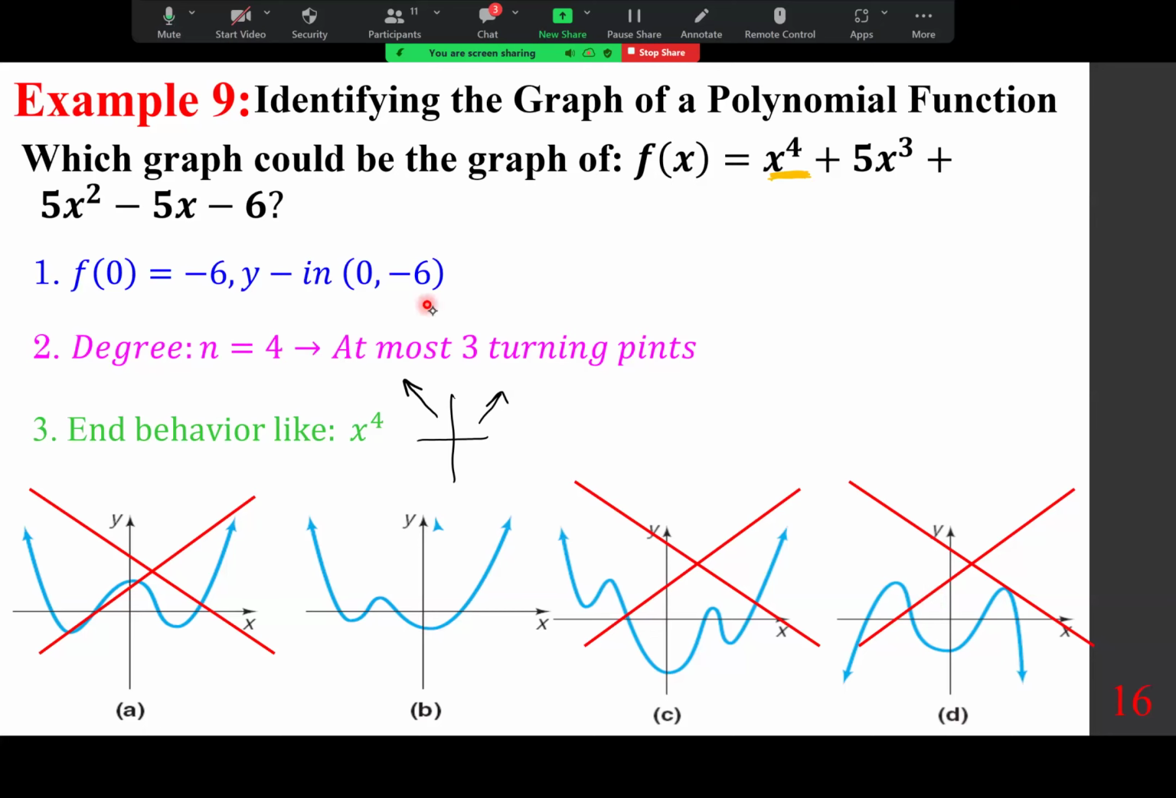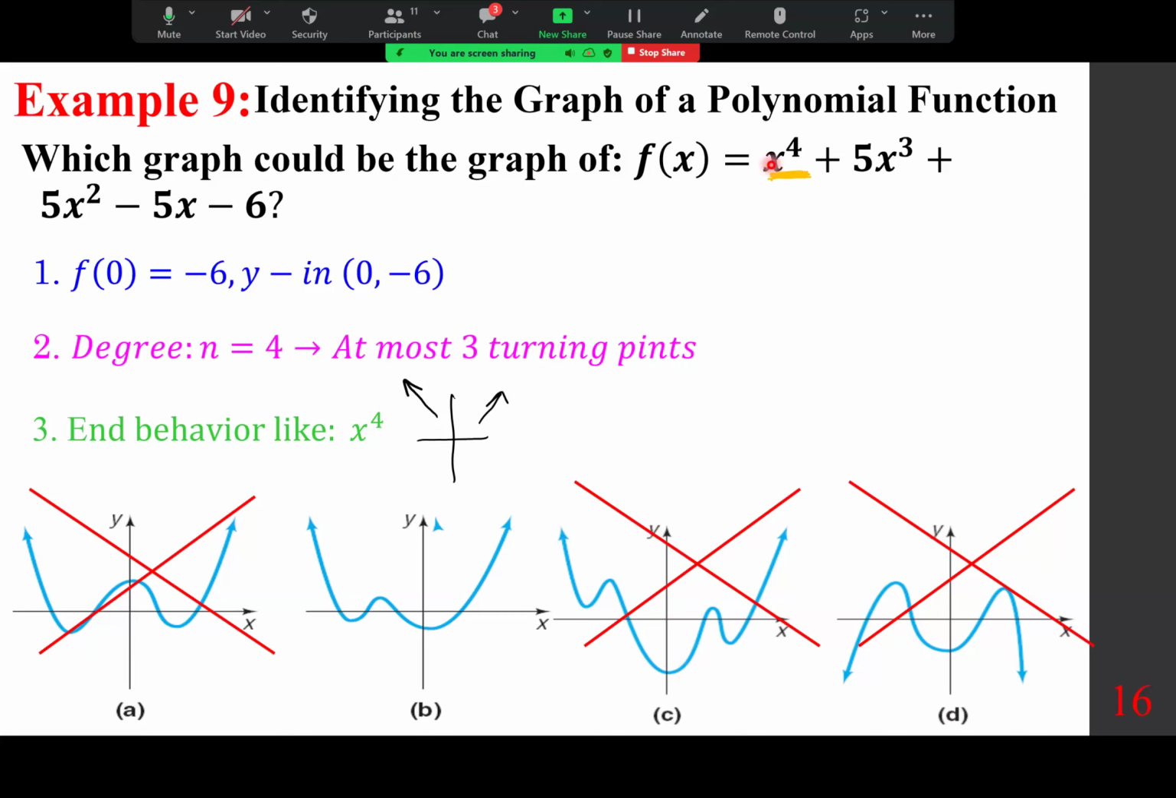First, we look at the y-intercept. That is a very easy point to look at. Because the y-intercept is negative, and all of them have a negative y-intercept except this one, this one is out. Then we look at the degree; it gives us the number of turning points. And this has too many turning points, so this is out.